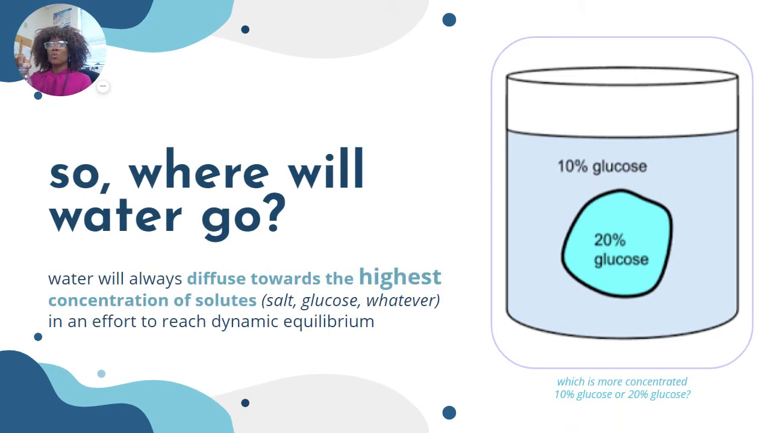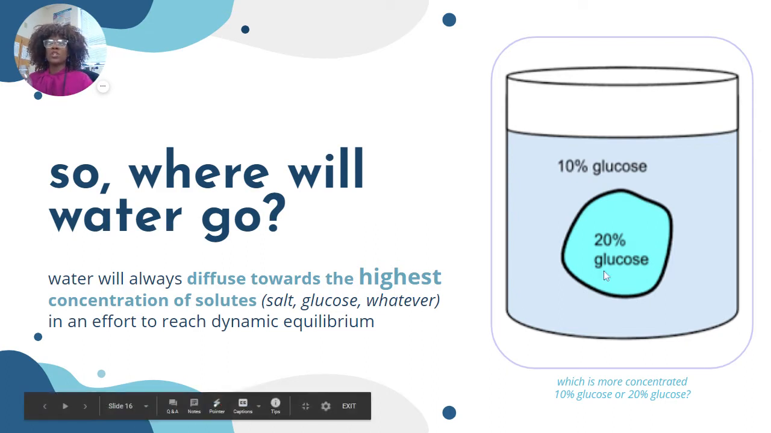Water is always going to want to diffuse towards the highest concentration of solutes. What is a solute? Well, we could be talking about salt, we could be talking about glucose, we could be talking about potassium. It doesn't matter, okay? The solute is basically the thing that is not water, whatever chemical we're talking about.